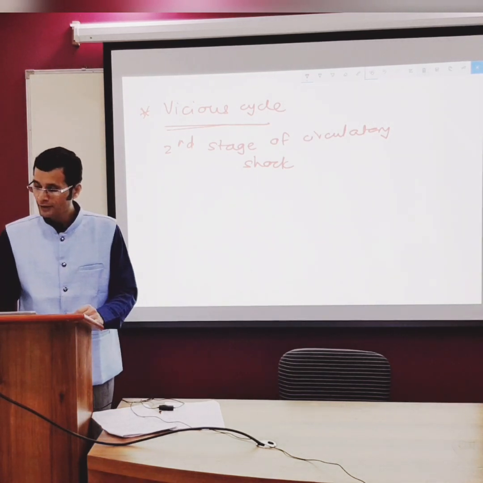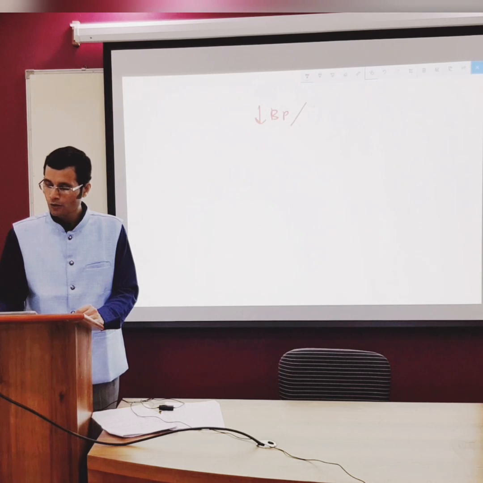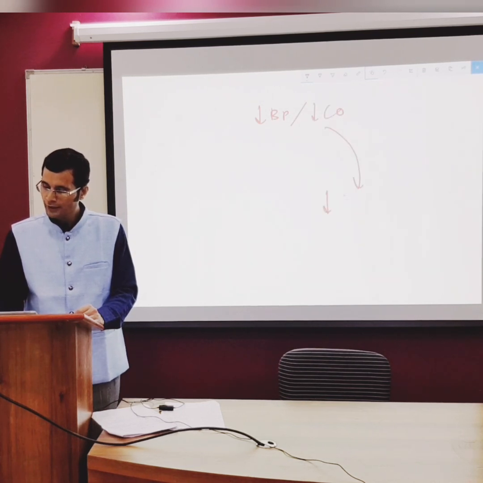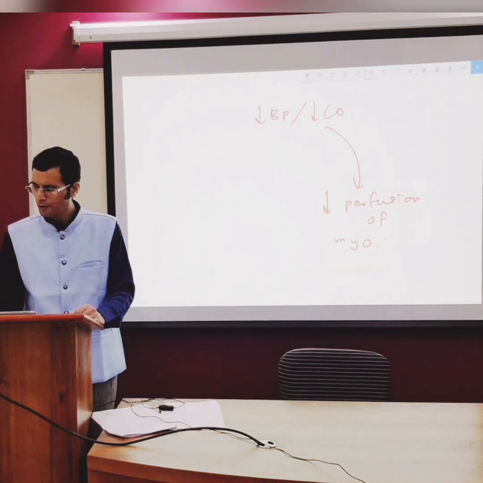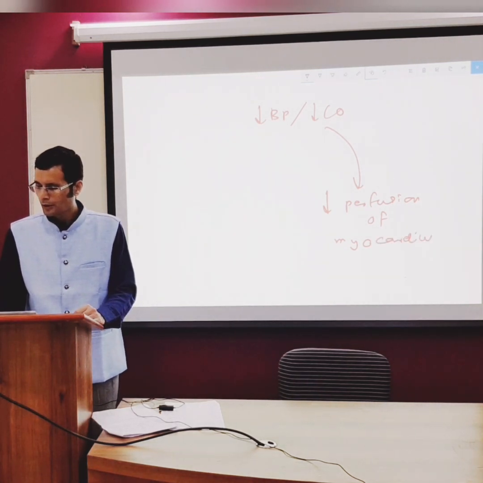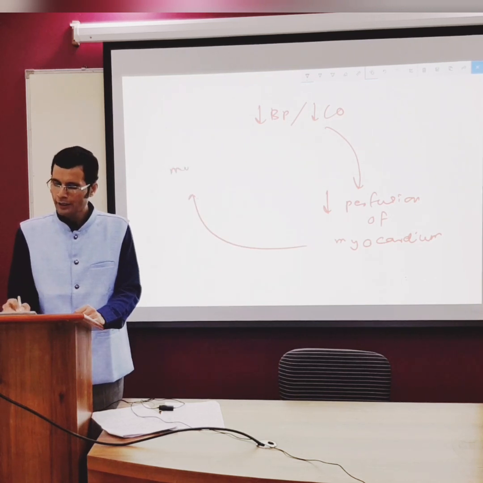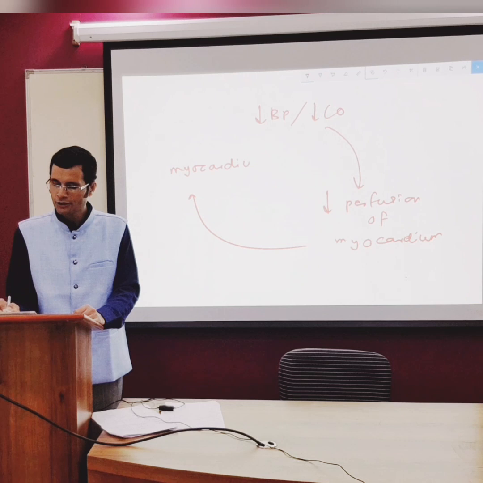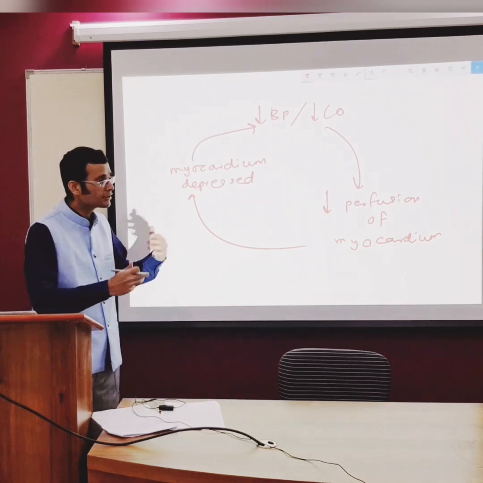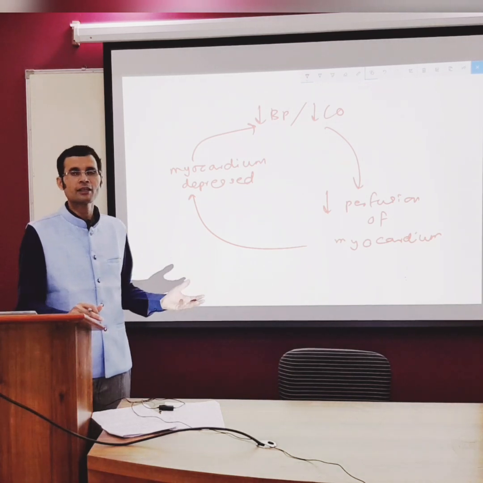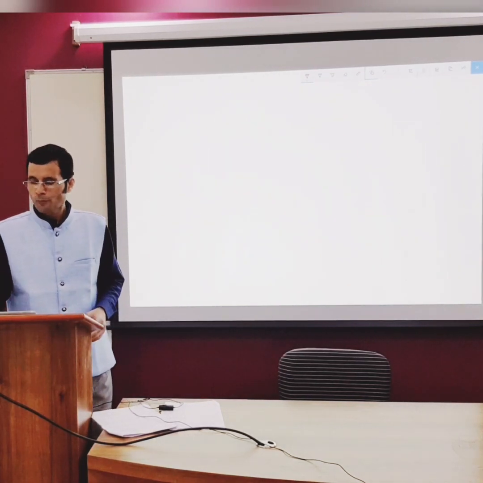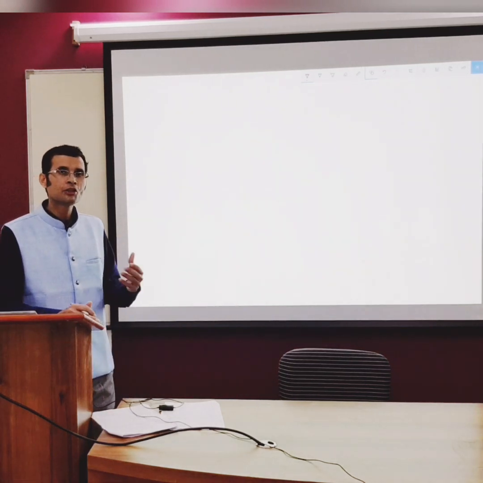So what actually happens is there is a decreased blood pressure and a decreased cardiac output. Therefore, there is decreased blood flow in the coronaries, so decreased perfusion of the myocardium. Because of that, the myocardium is depressed. Its functioning goes on decreasing. And as the myocardium is depressed, there is a further decrease in the cardiac output and a further decrease in the blood pressure. So this goes on happening in a vicious cycle manner. So obviously this would not be deemed to be good for the body.